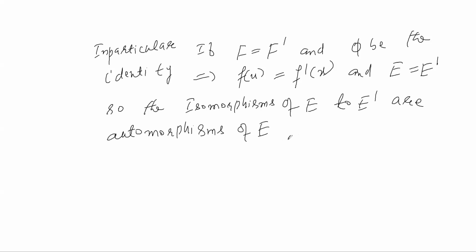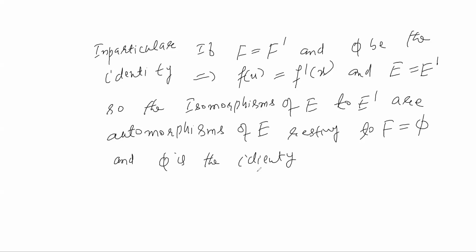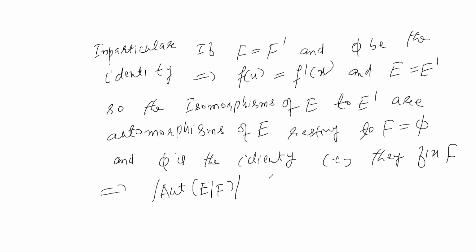Restricting to F is phi, and phi is the identity, means those automorphisms are actually fixing F. So this means therefore the group of automorphisms of E fixing F, its order is less than or equal to the degree of extension of E over F, with equality if f(x) is separable, means all the roots of f(x) are distinct.